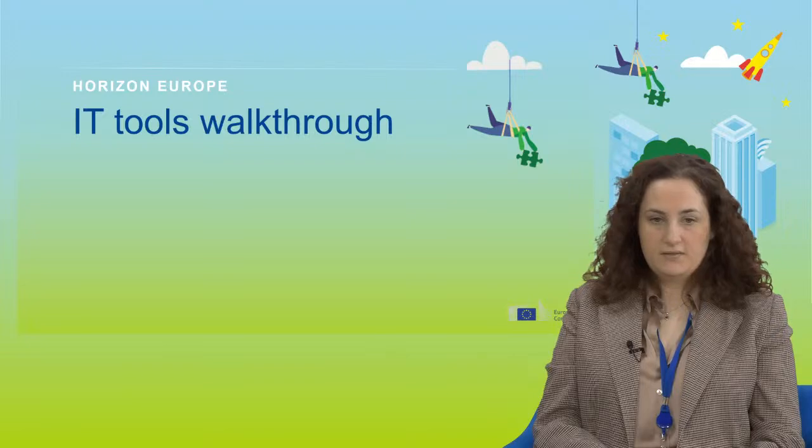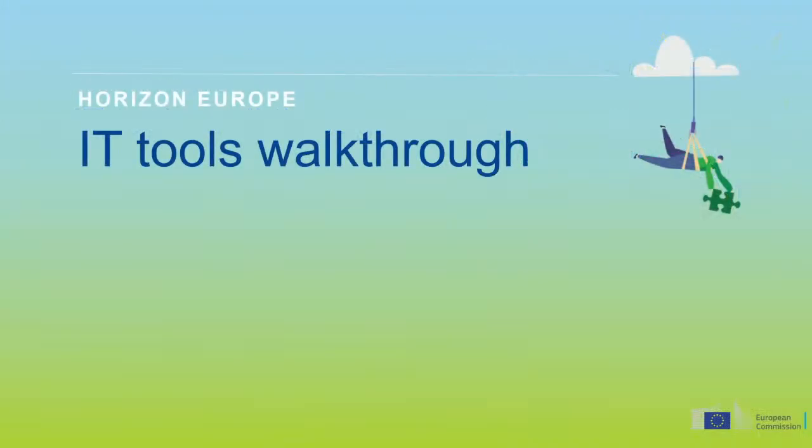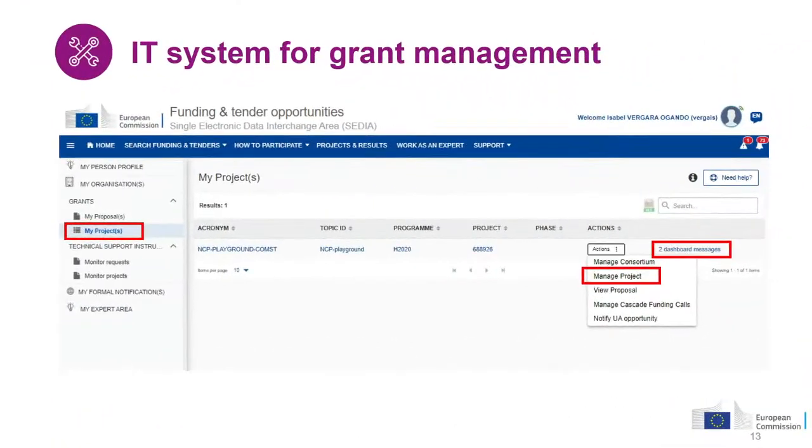The final part that we are going to see, and it's going to be the most detailed, is about the IT tools that you are going to use as part of the grant agreement preparation phase. Petros already saw this area and how you are going to be able to access your projects. This is the Funding and Tenders Portal. You are going to sign in, and once you sign in, under Grants you are going to find My Projects. And then once you are invited to GAP, to grant agreement preparation, the project is going to appear in the list, and then clicking on Actions, you are going to see Manage Project.